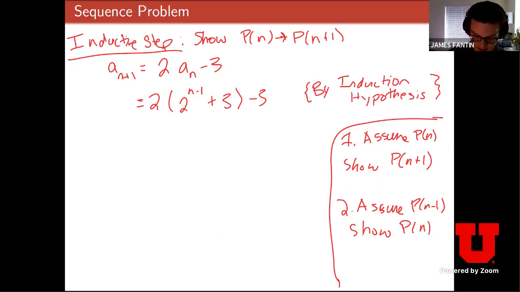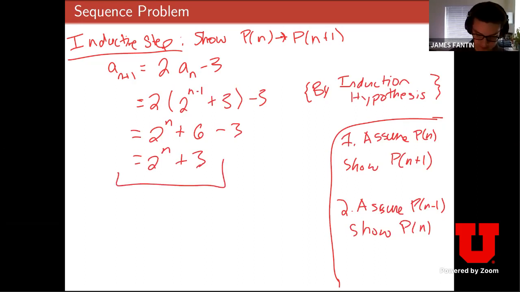So we did the substitution by the induction hypothesis here. And then we basically just need to simplify the expression. So multiply 2 through, so we get 2 to the n, plus 2 times 3 is 6, minus 3, which is equal to 2 to the n plus 3. And that's exactly what we wanted to prove.